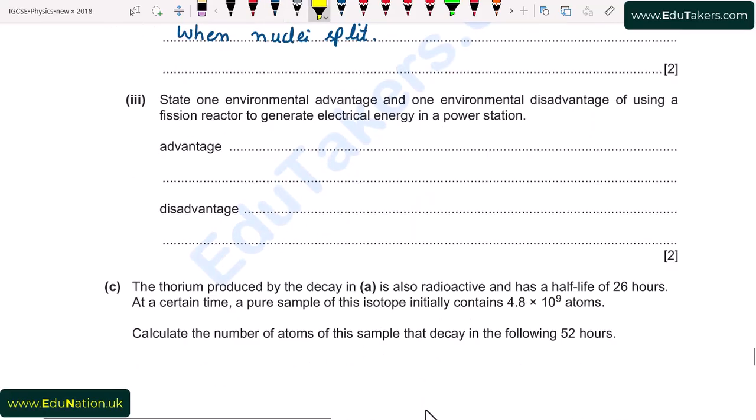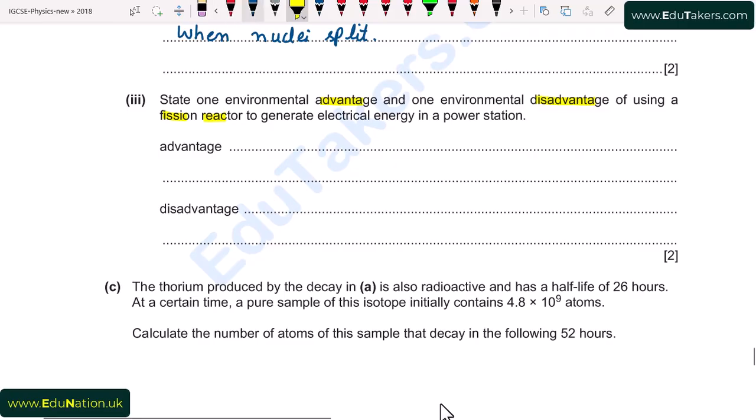Part 3. State one environmental advantage and one environmental disadvantage of using a fission reactor to generate electrical energy in a power station. So here we have to describe one advantage and one disadvantage of using the fission reactor, and it is used to generate the electrical energy. So the advantage is that there will be no production of CO2, that is carbon dioxide, and the disadvantage is long-term danger from nuclear waste.